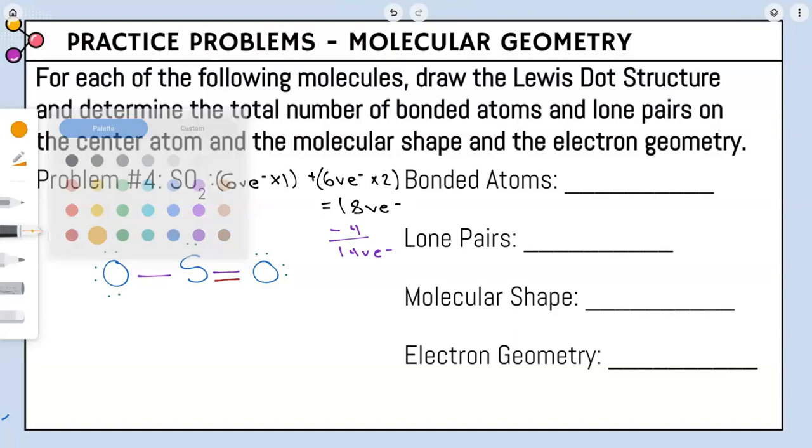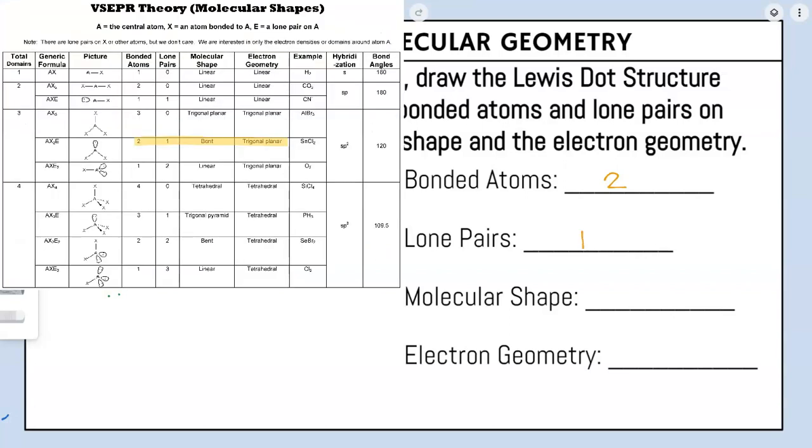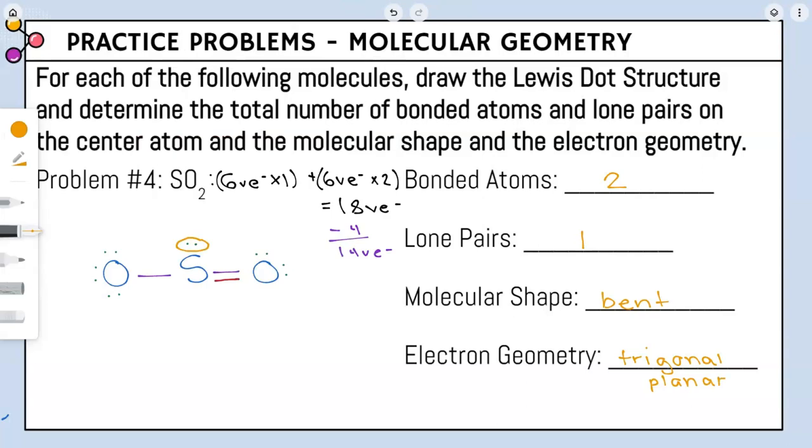So now we can go ahead and figure out how many bonded atoms we have in our center. Yes, we have 3 bonds, but we only have 2 oxygens bonding to sulfur. Therefore, our bonded atoms is 2. Lone pairs, we only look at our sulfur, and sulfur actually has 1 lone pair. So looking at our VSEPR theory chart, finding the row that says 2 atoms and 1 lone pair, our molecular shape is going to be bent. And our electron geometry is going to be trigonal planar. And that is your final answer. And that's it, guys. Thanks.